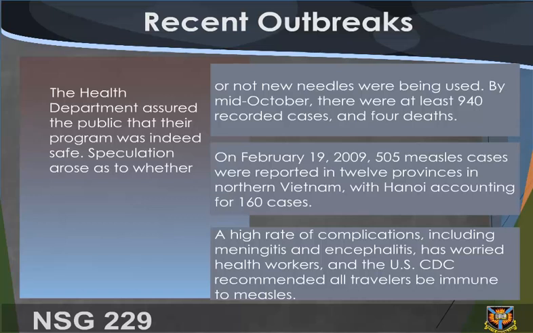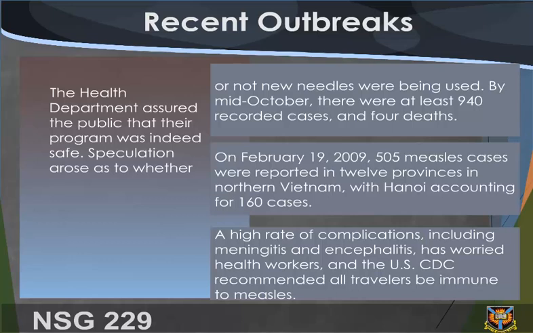Many people were not willing to have the vaccination done, as it is believed to be unsafe and ineffective. The health department assured the public that their program was indeed safe. Speculation arose as to whether or not new needles were being used. By mid-October, there were at least 940 recorded cases and 4 deaths.